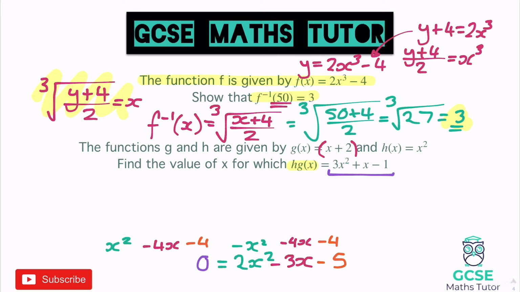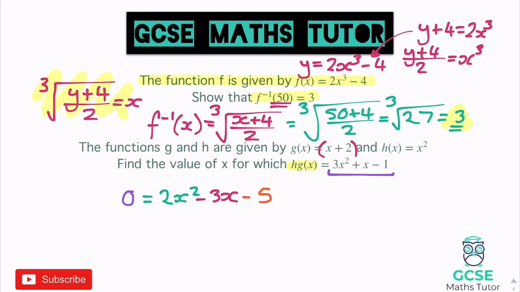This is our quadratic that we're left with here. Okay, so now we've got that is equal to 2x squared minus 3x minus 5. We actually need to solve that to figure out what these values of x are that we're looking for. So either we're going to factorise it or we're going to use the quadratic equation. So let's see if we can actually factorise this.